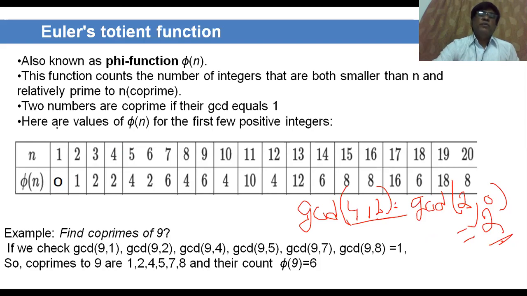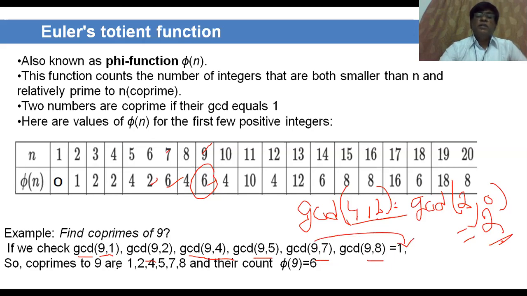Similarly, phi of 5 is 4, phi of 6 is 2, phi of 7 is 6, and so on. Phi of 9 is 6. That means there are 6 co-primes below 9. If you check the GCD of 9 with 1, 2, 4, 5, 7 and 8, all of them give 1.